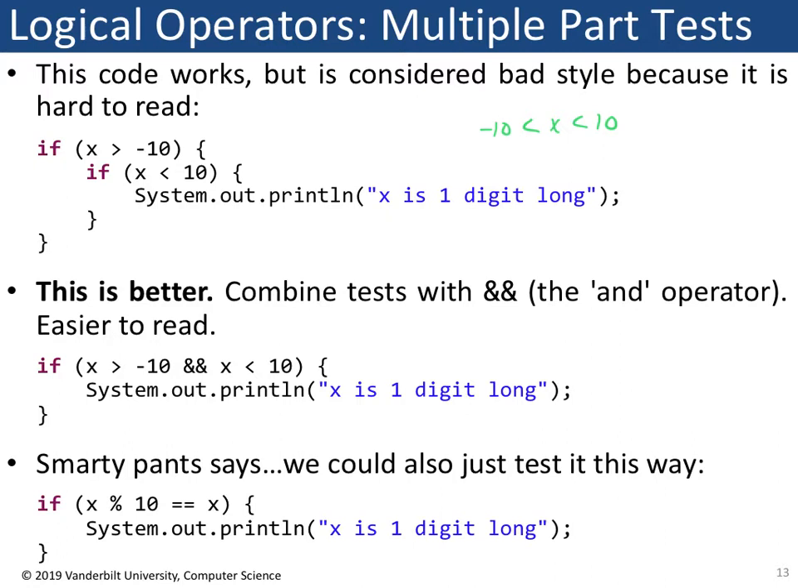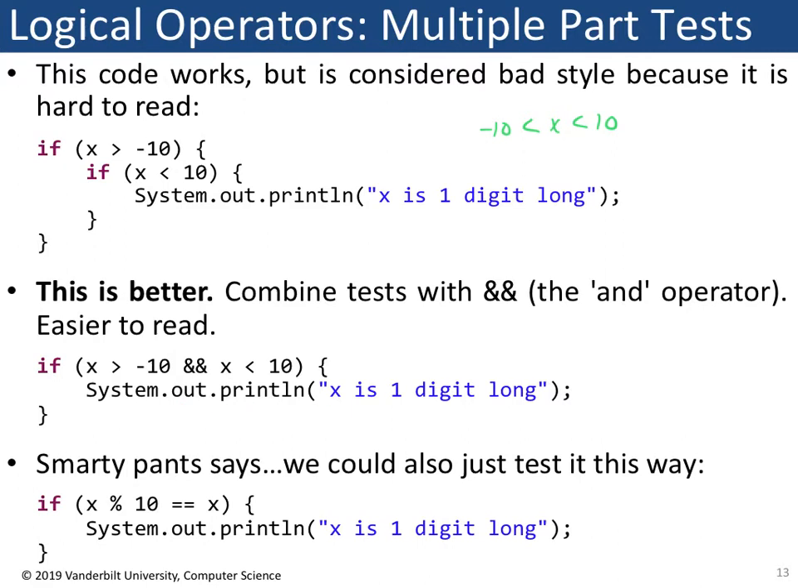However, a better way of going about this, because what's really happening is you have two tests and you want to know if both of the tests are true, is to use the AND operator. So we can say if x is greater than negative 10 and x is less than negative 10, x is 1 digit long.